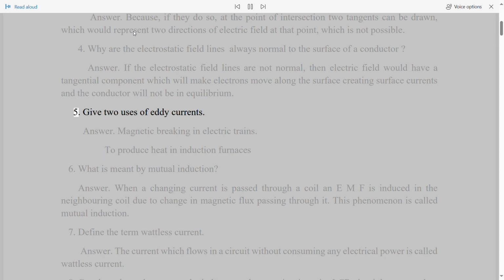6. Give two uses of eddy currents. Answer. Magnetic braking in electric trains. To produce heat in induction furnaces.